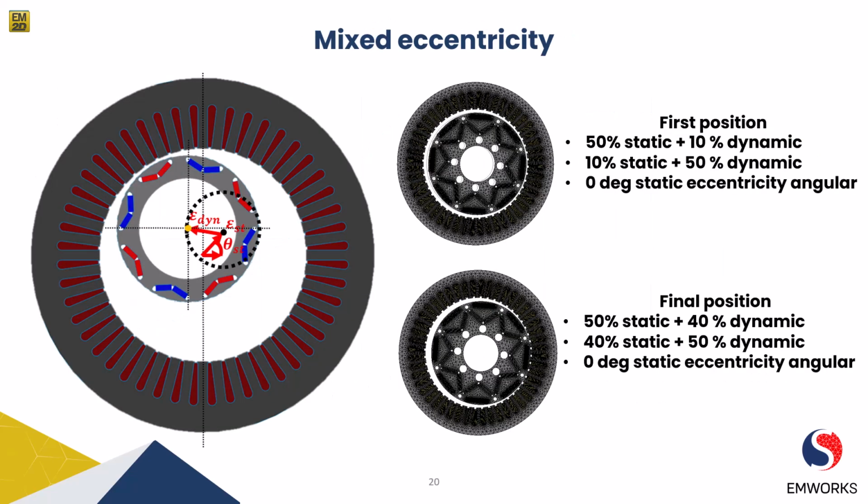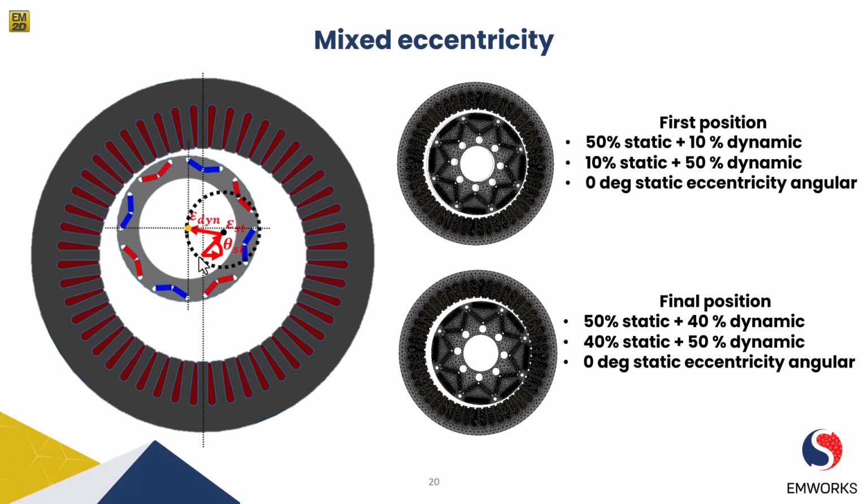Moving ahead, we'll look at the mixed eccentricity, which is nothing but the combination of static and dynamic. As we can see here, we have a shift in the static component, as well as a dynamic component around which the motion will be generated for the rotor.